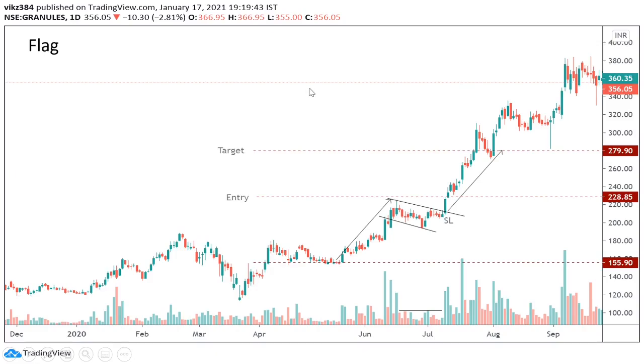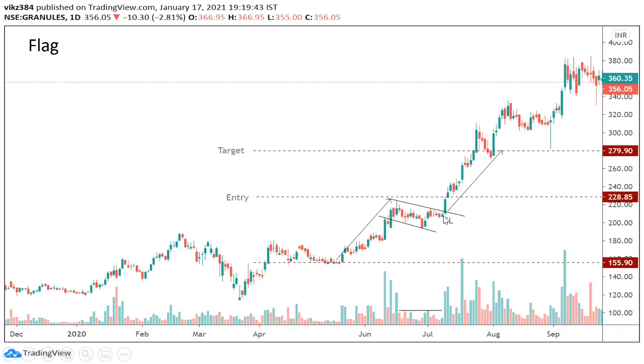Now there is another example of Granules India. This is a daily chart, and here we have the example of a flag. If you can see, this is the pole, here the consolidation happened and then the up move started, and here the target was hit. So you can see that this was an easy capture of 30% here. The entry is marked here and not here because this candle was very big, I think around 6 to 7%, and hence this was the entry.